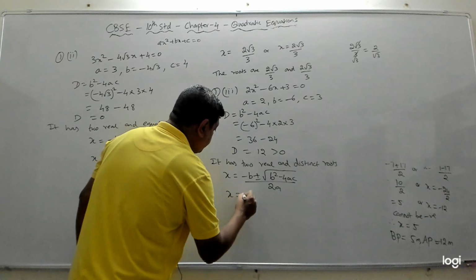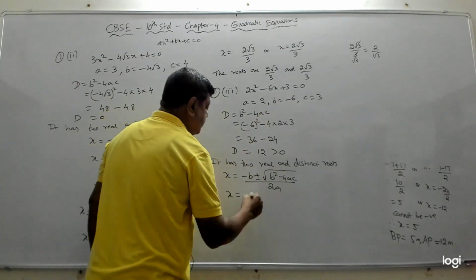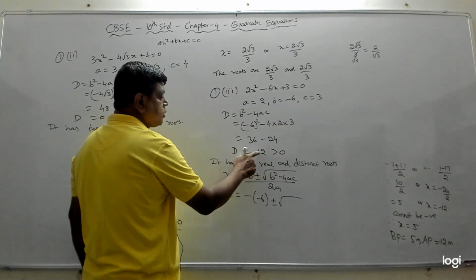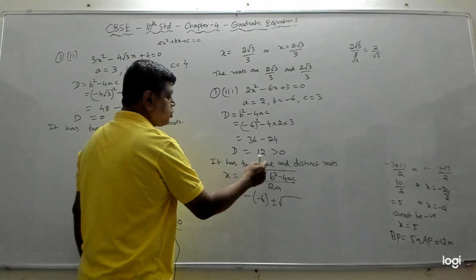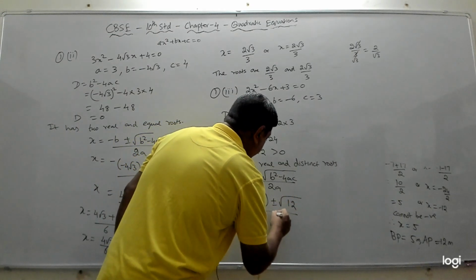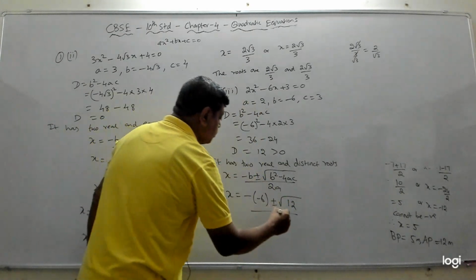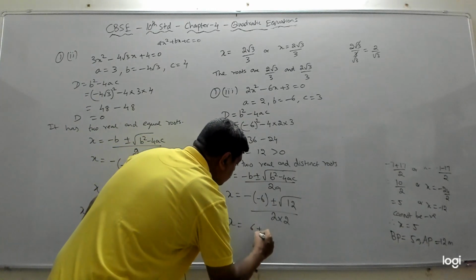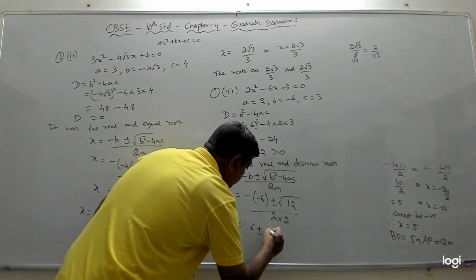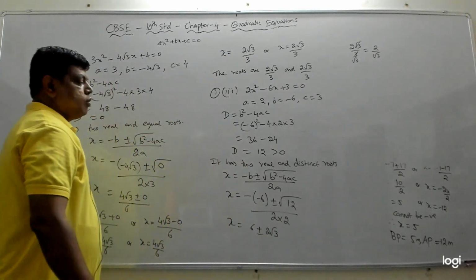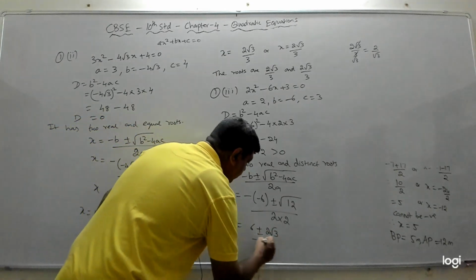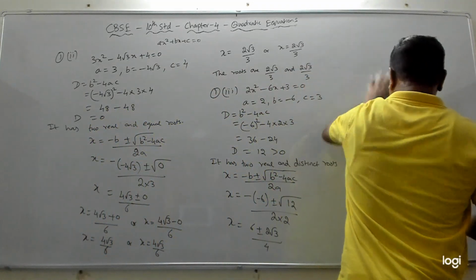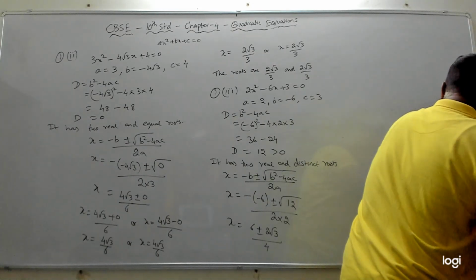So x is equal to minus b. B is how much? Minus 6. So you will get minus of minus 6 plus or minus square root of b square minus 4ac, which is 12, by 2a. 2 into a is 2. So your x will become minus of minus 6 is plus 6 plus or minus 12 can be written as 2 root 3, by 2 times 2 is 4. Fine. So now it will branch out into 2 parts.